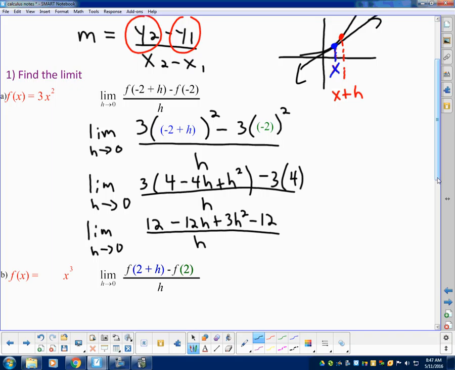And notice what happens to the 12s. See you later, they're gone. And so I have limit as h approaches 0 of negative 12h plus 3h squared over h. But what's common to each of the two terms left over here? H. So I can factor out an h. I have negative 12 plus 3h over h. And then if I cancel my h's, can I now evaluate the limit?